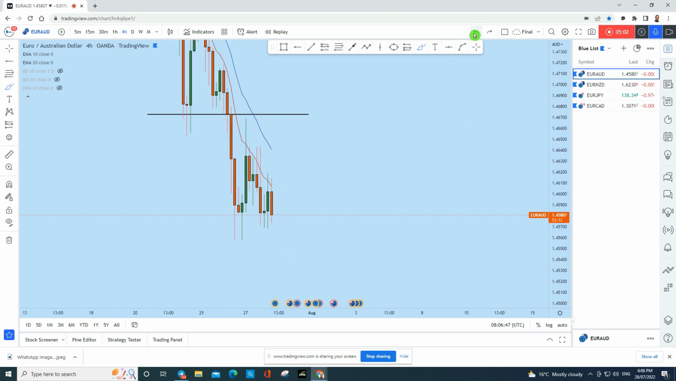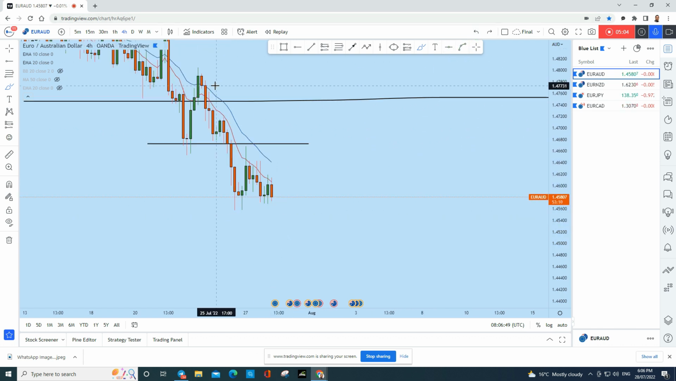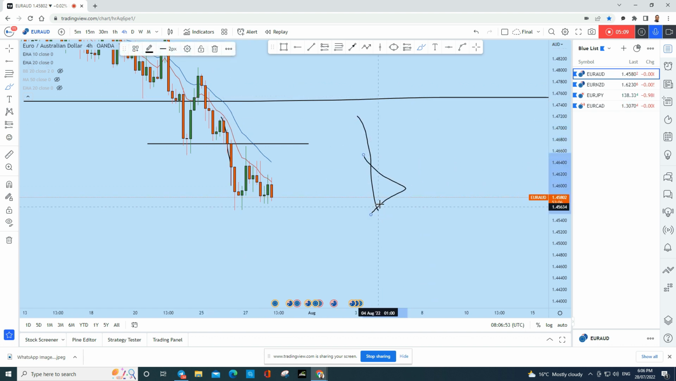If you draw this structure here, you can see that there is a drop followed by this triangle. We have seen a false breakout on this triangle at the top. Now we can expect the price to melt to the downside, break this triangle, a continuation pattern, and continue to drop.